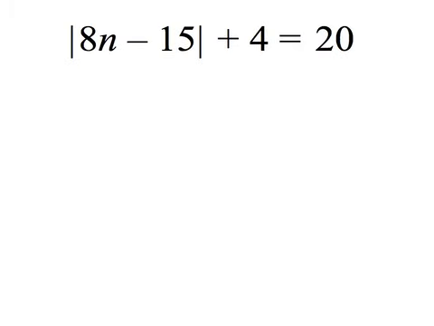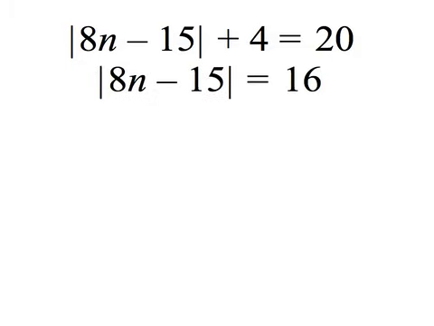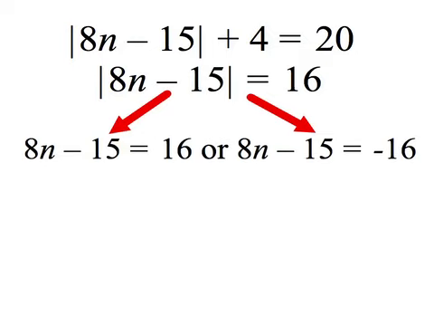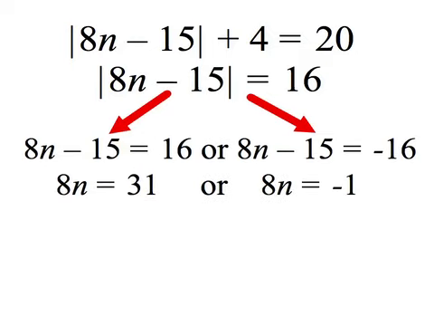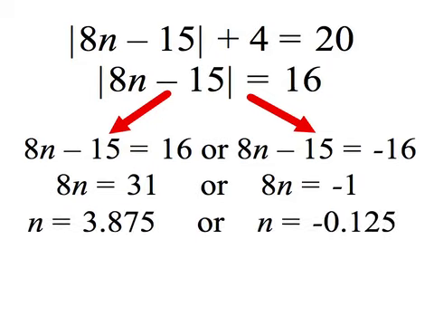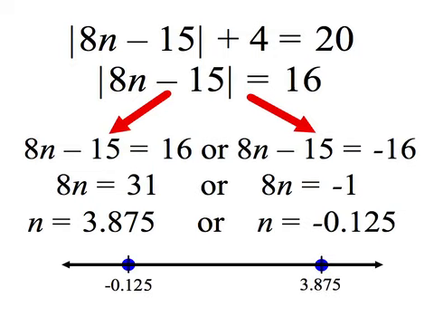Now here's one a little more complicated. We have an expression inside the absolute value added to 4 to make 20. Well, before you split this into two parts, add negative 4 to both sides. So now we have the absolute value of the expression 8n minus 15 is equal to 16. Then we split it into two parts, and in both parts we're going to add 15 to both sides and then divide by 8. And it's another problem where neither solution is an integer. I wrote them as decimals, but the first one could also be 3 7/8, and the second one is negative 1/8. And then we can graph both of those as shown.